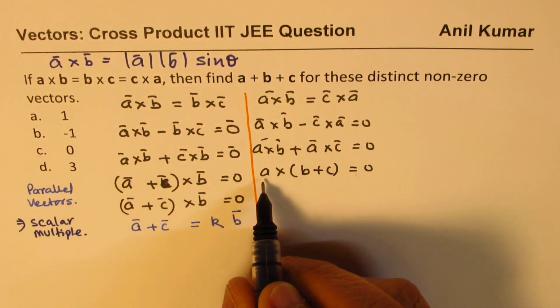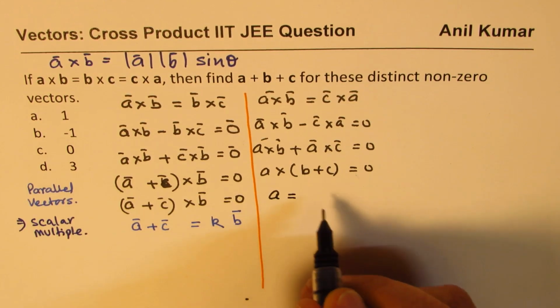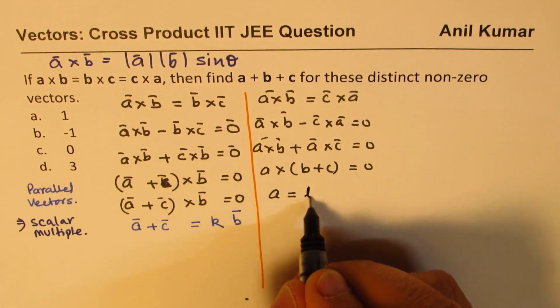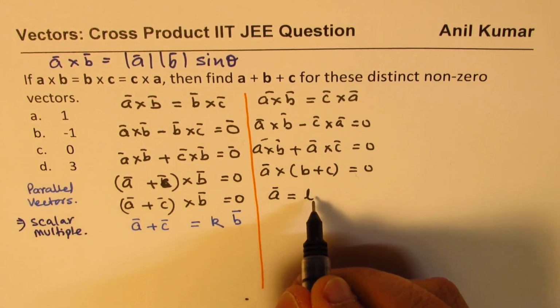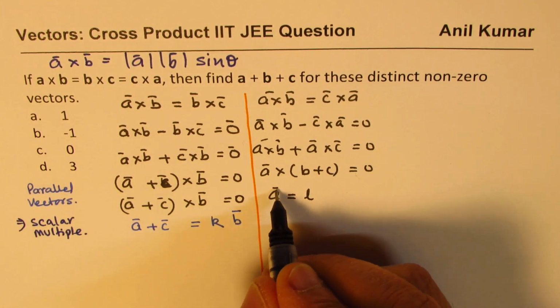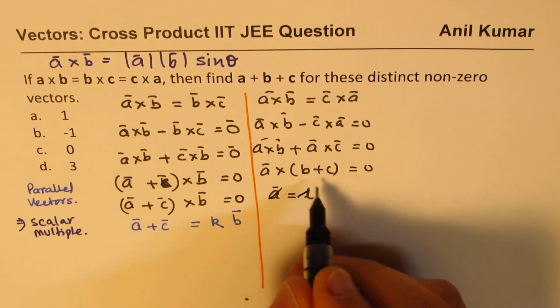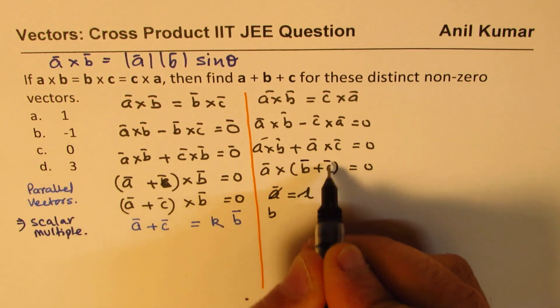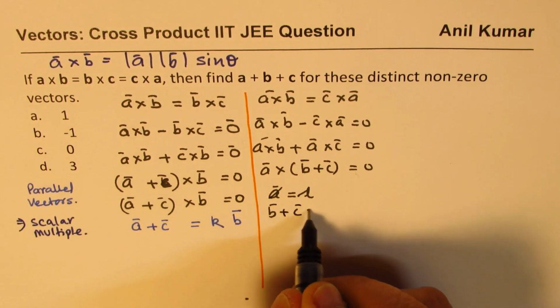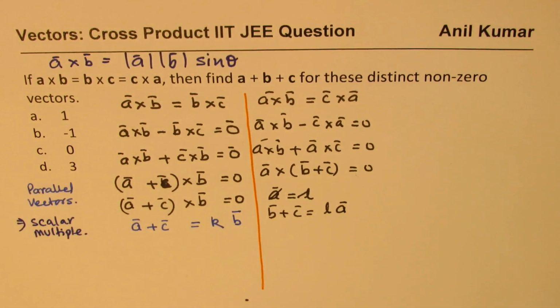That means A is a scalar multiple of B plus C. So we can write A equals, let's say, scalar multiple L times B plus C. Or better, since we wrote the earlier sum as parallel to B, we'll rather write B plus C equals L times the vector A, where L is a scalar multiple, correct?